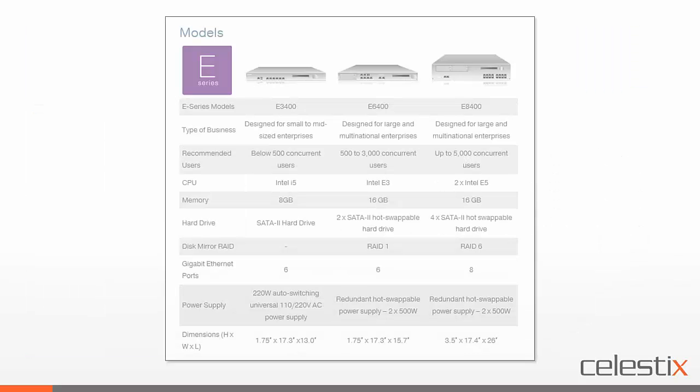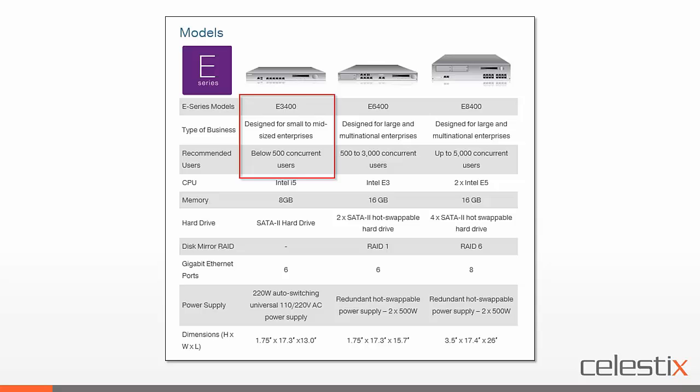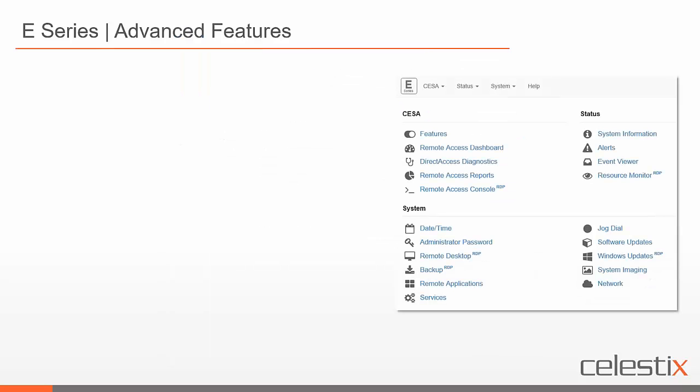We have a number of different models of E-Series, the 3400, which is our low-end small office device. We have this mid-range device, the 6400. It includes more CPU and memory and supports many more users. And then, of course, for large-scale enterprise deployments supporting many thousands of users, we recommend the 8400 series appliance because it supports the most concurrent users. It includes much more computing resources as well.